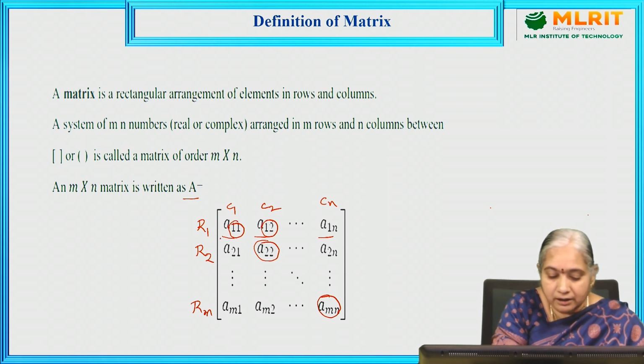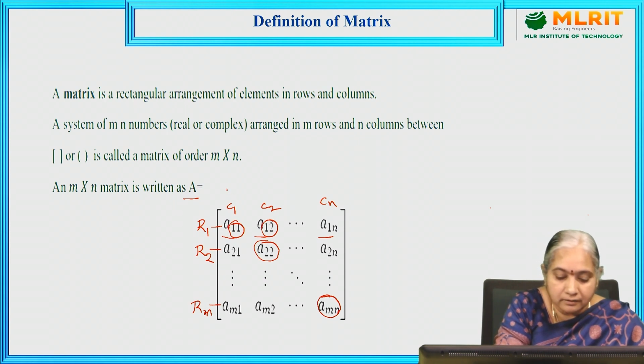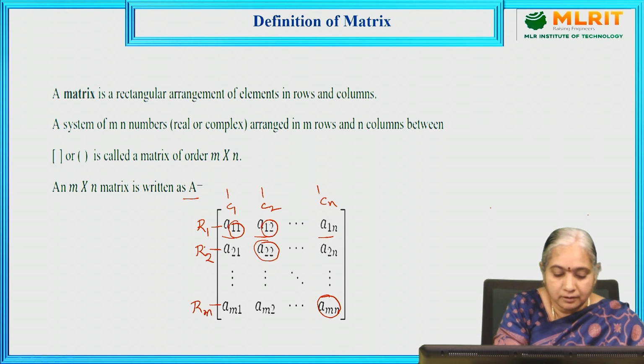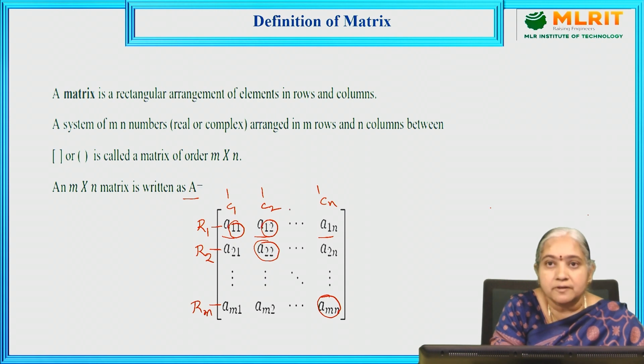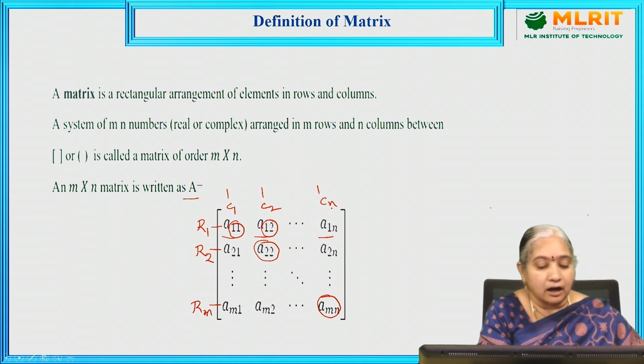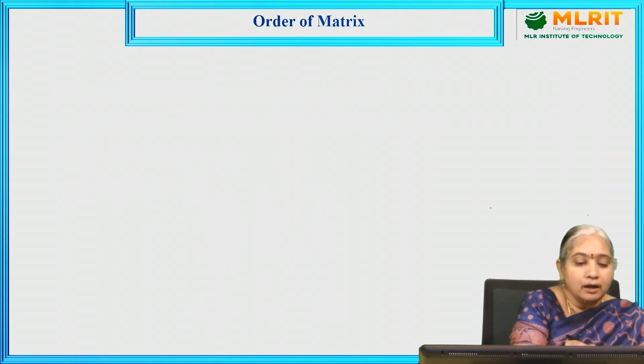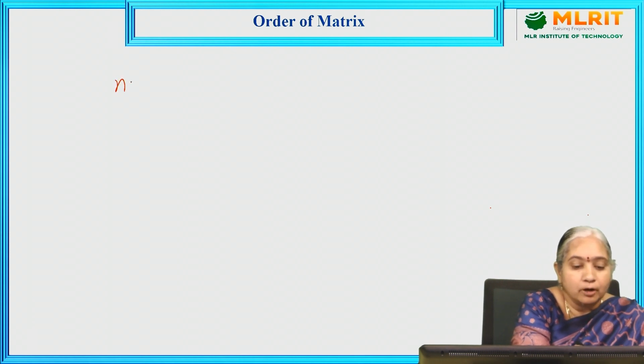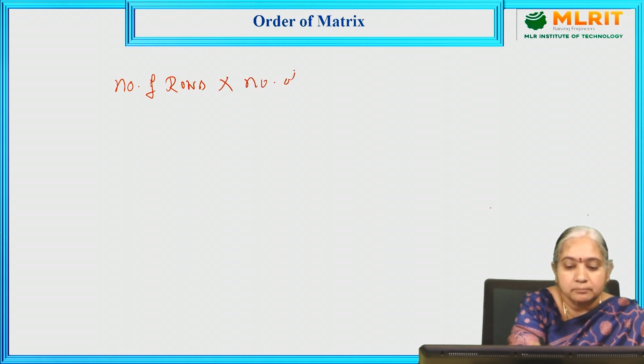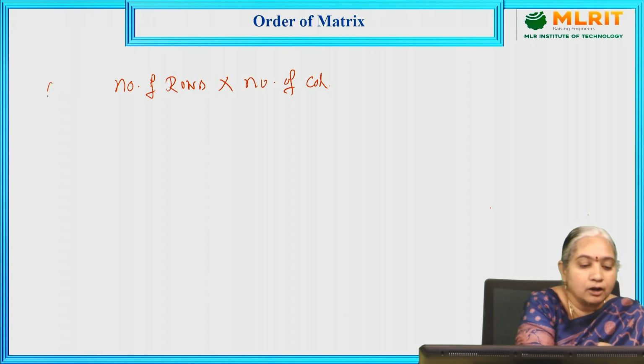The horizontal lines are rows and the vertical lines are columns. So, first row, second row, up to the mth row, and similarly first column, second column, and so on up to the nth column. That means this matrix contains m rows and n columns. The next definition is the order of the matrix. How many rows and how many columns the matrix contains is the order of the matrix.